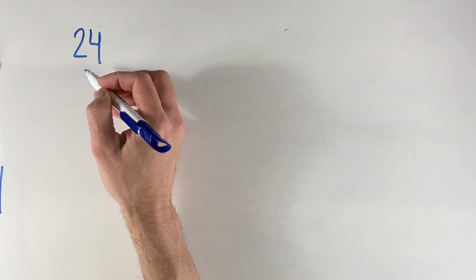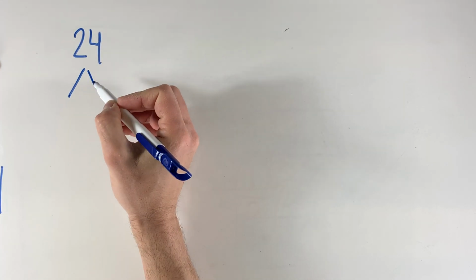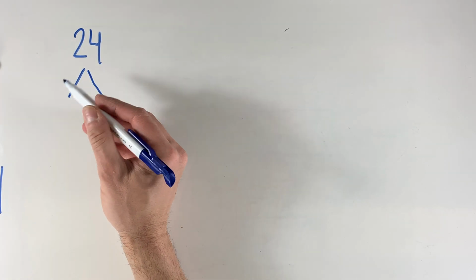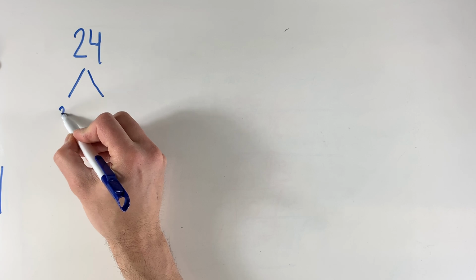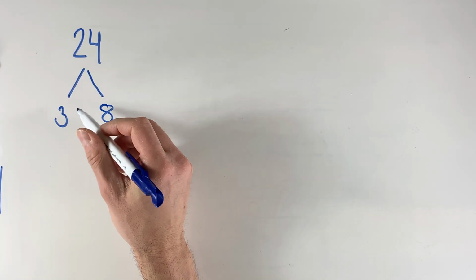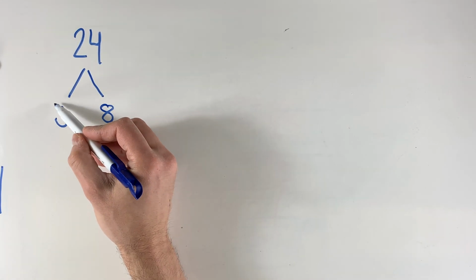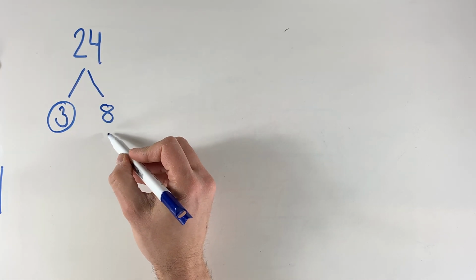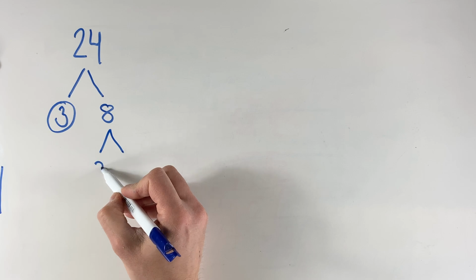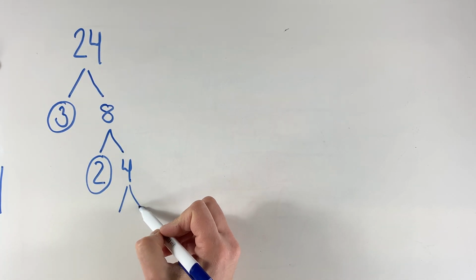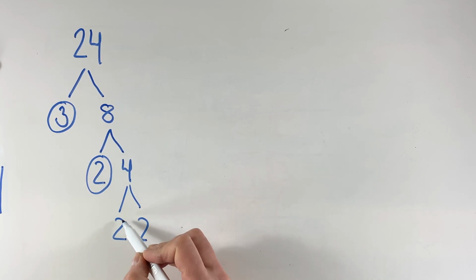We're going to take this composite number and factor it into two numbers that, when multiplied, give you 24. In this case, for example, it could be 3 times 8, and there are other possibilities, obviously. 3 is a prime number, so we cannot factor this any further. So we continue with 8. 8 can be factored into 2 and 4. 2 is a prime number. And 4 can be factored into 2 and 2.